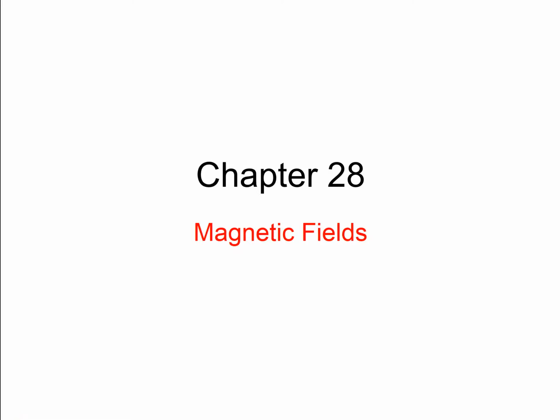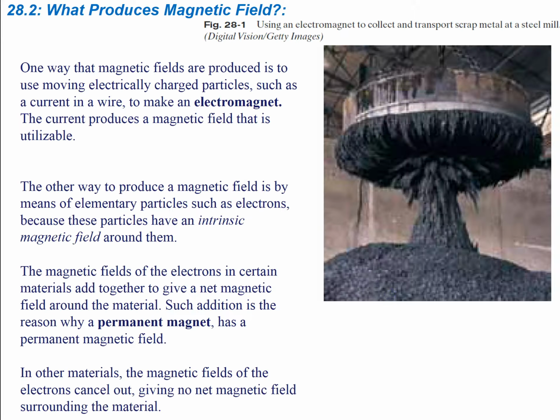In this lecture, we're going to start chapter 28, talking about magnetic fields. First of all, let's start with what produces a magnetic field. One way that magnetic fields are produced is to use moving electrically charged particles, such as a current through a wire, to make an electromagnet. The current produces a magnetic field that is utilizable.